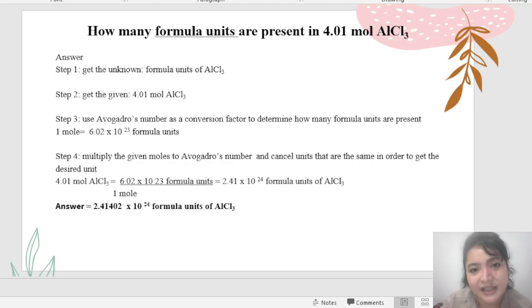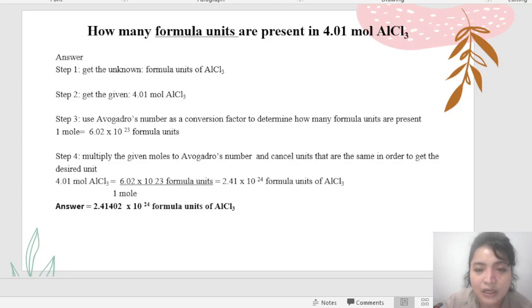So here is again the step. How many formula units are present in 4.01 moles of aluminum chloride? So for the first step, we have here to get the unknown. For our unknown, we have the formula units of aluminum chloride. The given is in moles again. So 4.01 moles of aluminum chloride.